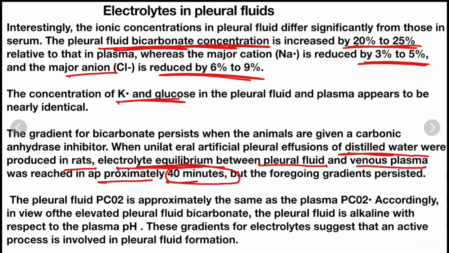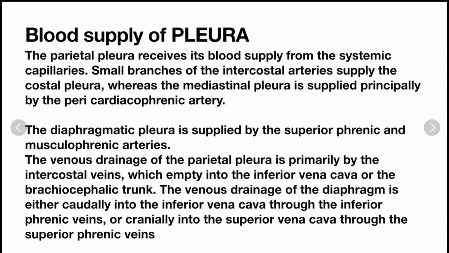Then they are talking about pleural fluid pressure of CO2, which is approximately the same as the plasma PCO2. Accordingly, in view of the elevated pleural fluid bicarbonate, the pleural fluid is alkaline with respect to the plasma pH. These gradients of the electrolytes suggest that an active process is involved in pleural fluid formation. So actively it is forming.